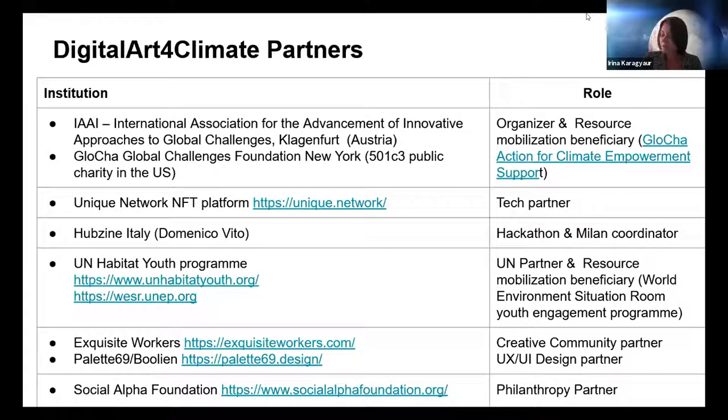And we are very excited about this initiative with UX and UI partnerships, as we are offering work partnership. We're really looking for talented teams that will develop the best solution for our Digital Art for Climate initiative. And we're looking for beauty, creativity, talent.